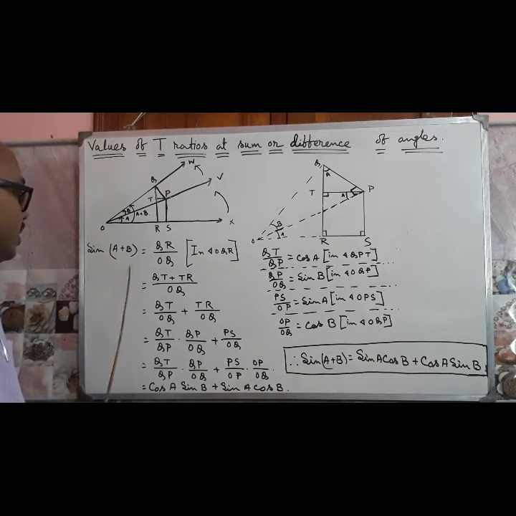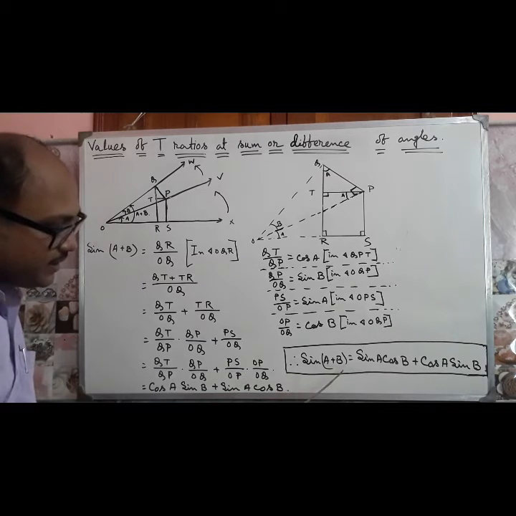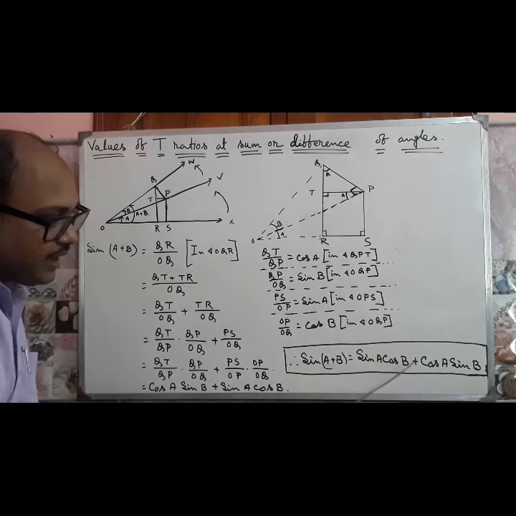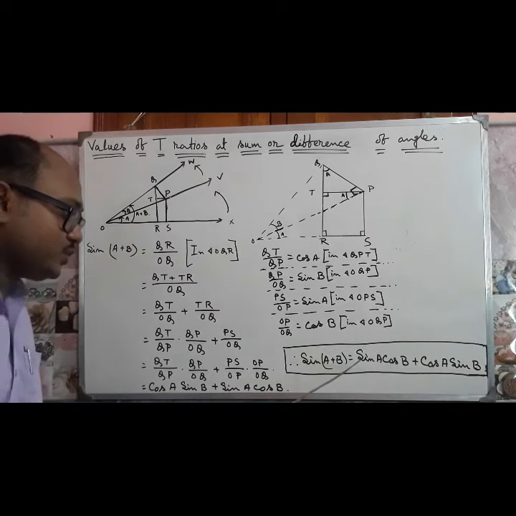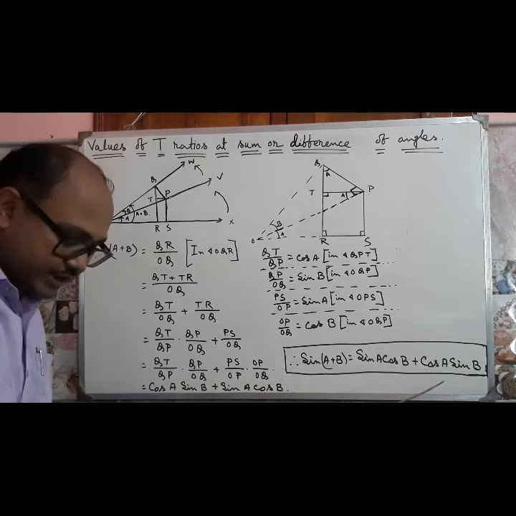So what we got is the formula of sin A plus B: it is equal to sin A cos B plus cos A sin B. Again I am telling, sin A plus B is equal to sin A cos B plus cos A sin B.